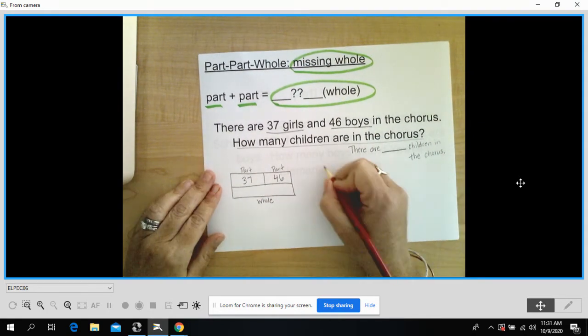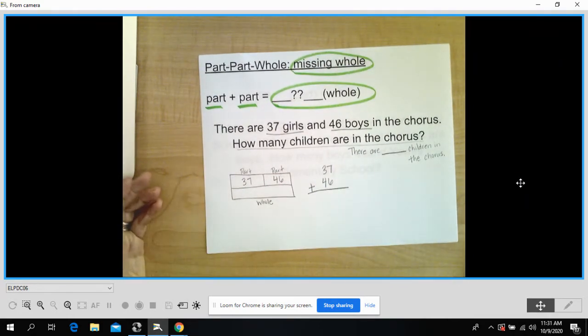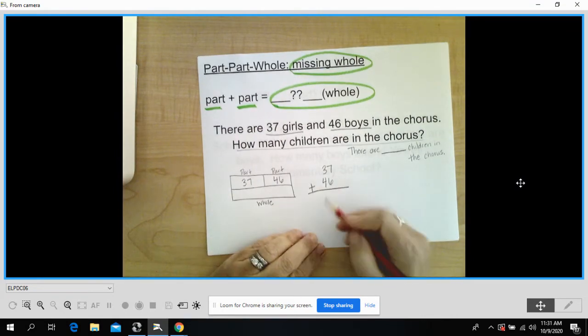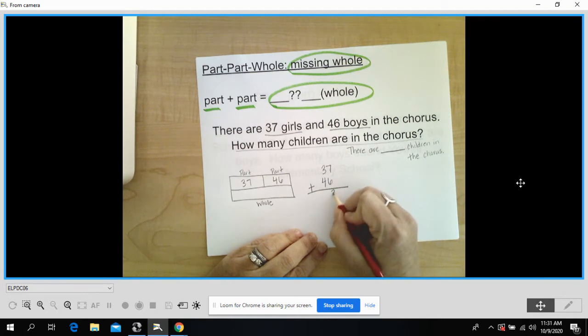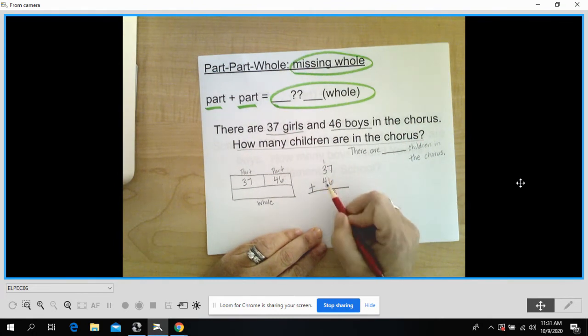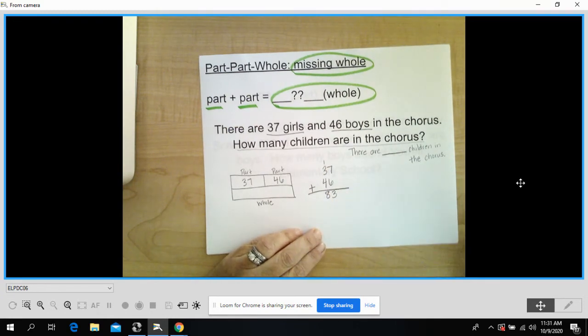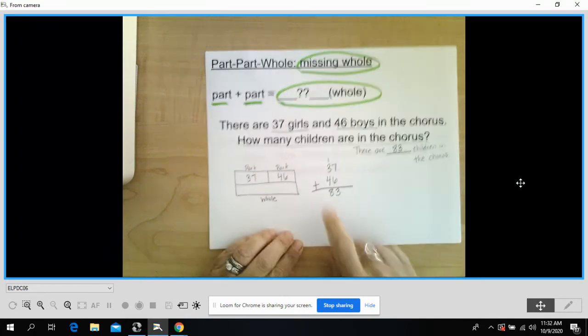Okay, so let me set up my addition problem like this. Do you agree? Yeah, that would give me the whole amount. 6 plus 7 or 7 plus 6 is 13. I put my 3. I carry my 1, which is a 10. And then 4 plus 3 is 7, plus the 1 I carried is 8. So how many children are in the chorus? 83.